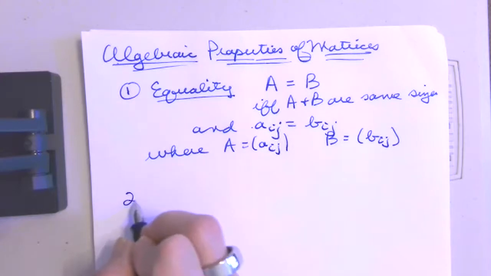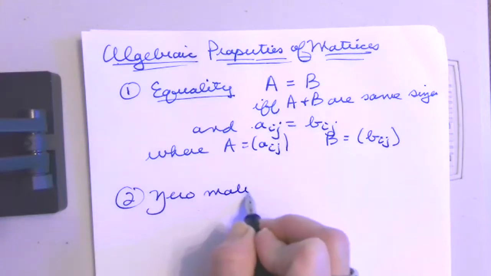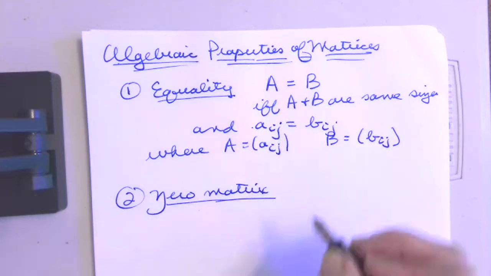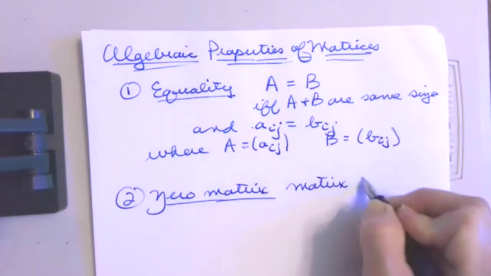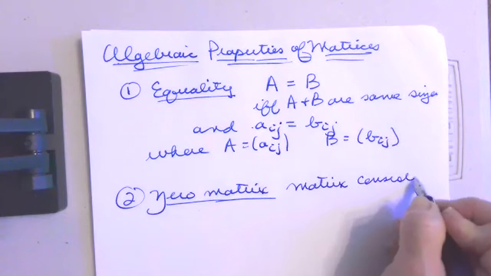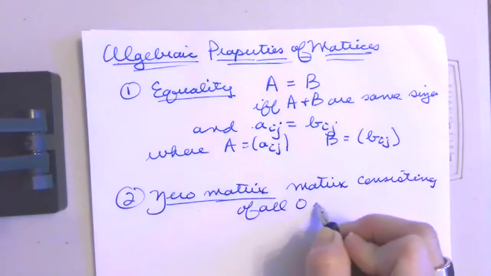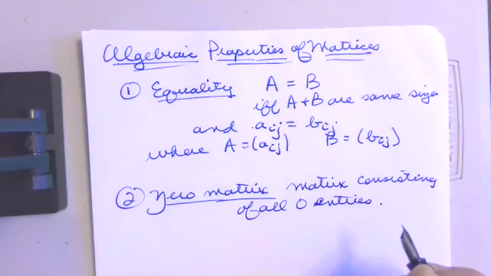Okay. The zero matrix. There is a zero matrix. You pick your favorite size. The zero matrix is the matrix consisting of all zero entries. And there are zero matrices of all sizes. You can make it any size you want.